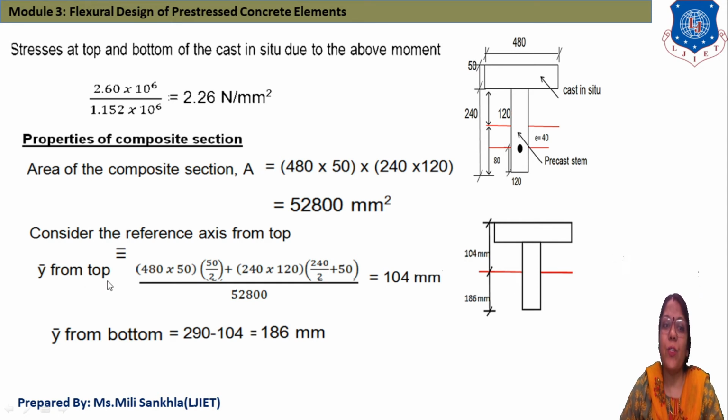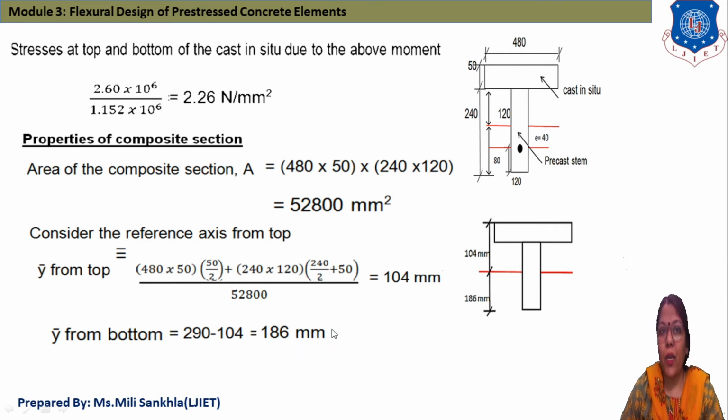Now we find the centroid distance. Here we find the centroid distance from top; we can find it from bottom also. From top, first is 480 into 50, and y is (a1 y1 plus a2 y2) divided by (a1 plus a2), and y1 from top is 50 by 2. Now for the bottom part, 120 into 240, and here we take the top as the reference point, so 50 plus 240 by 2. The answer is 104 mm. This one is YT. Now we find y bar from bottom, that means YB, that is equal to 240 plus 50, 290, minus this 104, and the answer is 186 mm.